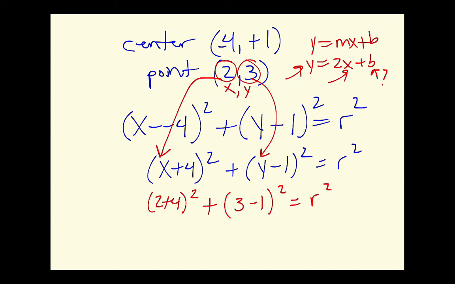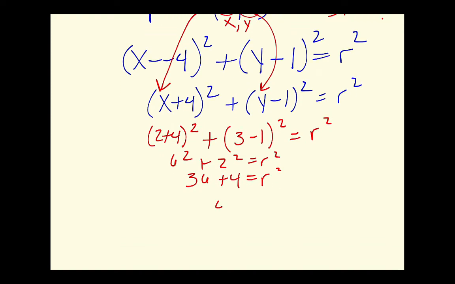If this is the equation of a circle, I should be able to put in the x and the y and get a number that is true. So we're going to do that. We're going to plug it in. We get 6^2 + 2^2 = the radius squared. So 36 + 4 equals the radius squared. So 40 equals the radius squared.